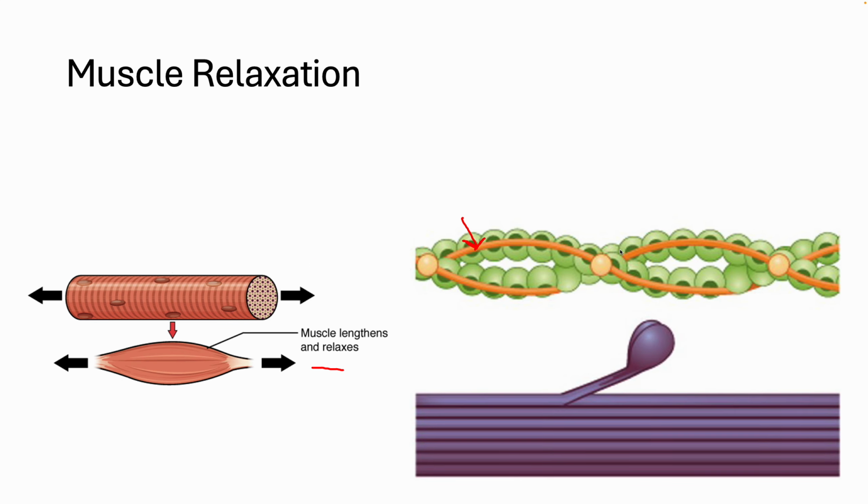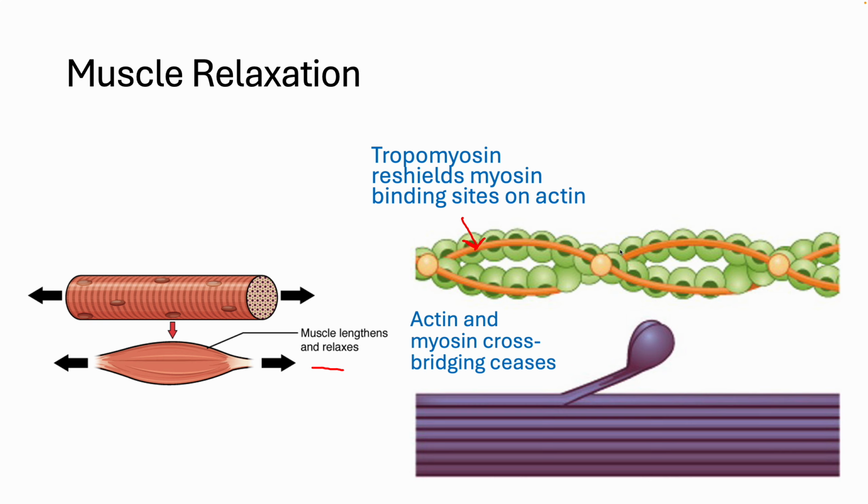That decreases the overall concentration of calcium. You can see that calcium no longer is binding to the troponin, and therefore the tropomyosin is blocking the myosin binding sites on the actin, and therefore you don't have actin-myosin cross-bridging, and therefore the muscle will lengthen and relax.